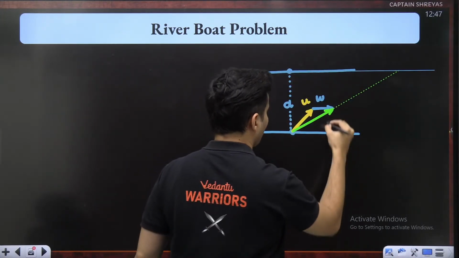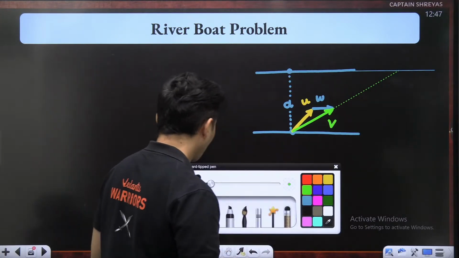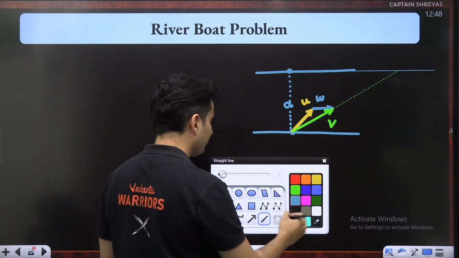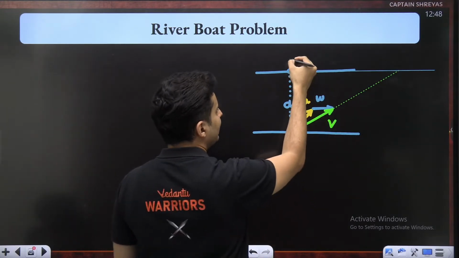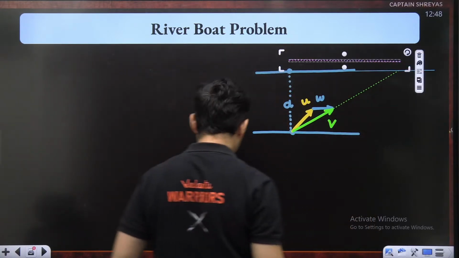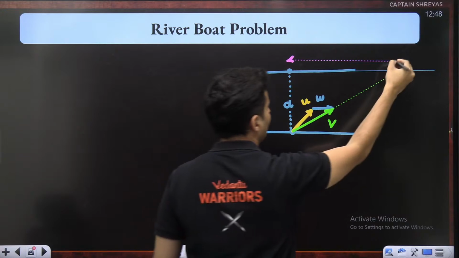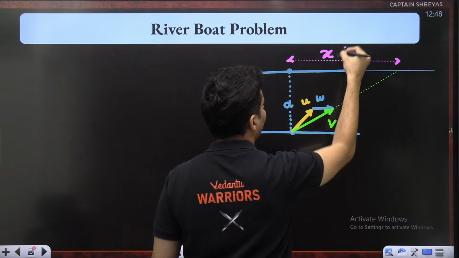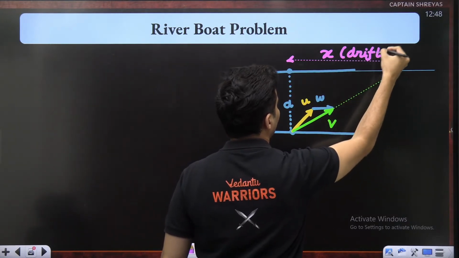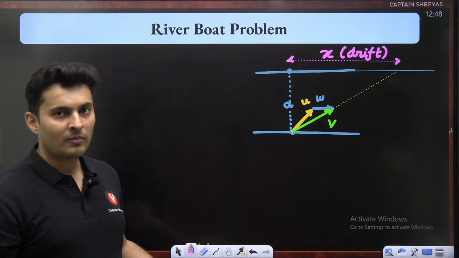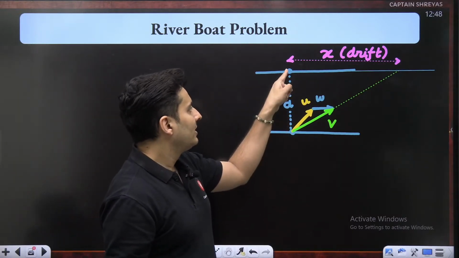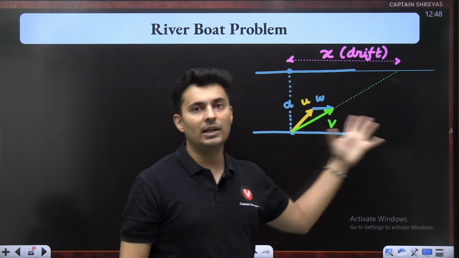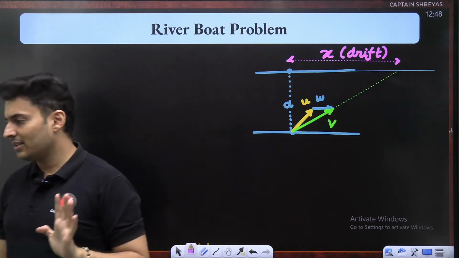This was your velocity. So realize one thing, whatever distance is there between the opposite point and the point where you actually reached, that is usually denoted by the symbol x, which is called the drift due to the river and the swimmer. So this is the opposite point. You drifted by this much amount. You have moved by this much amount because of the current of the river. Agree with this? This is called the drift.